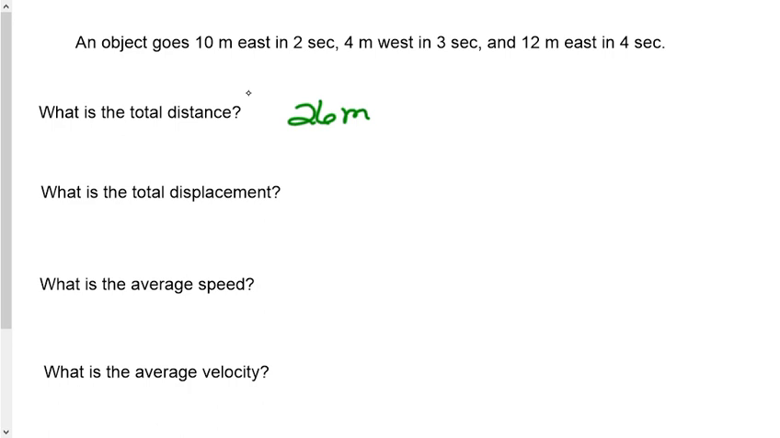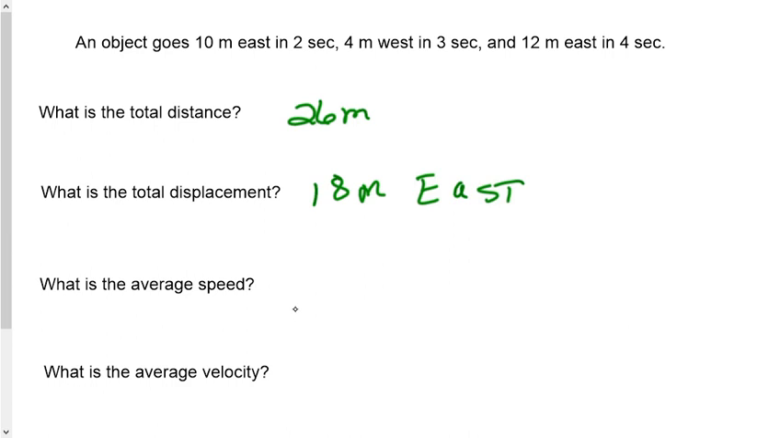But what about an object going east, west, and then east again, total displacement? Well, I've got a positive 10 here. I'm going to subtract 4 from that to get 6, and then add 12 to get 18. And then when I'm done, I'm going to write 18 meters, and then east. Notice how I have not associated any direction with this one, but I have with this one here.